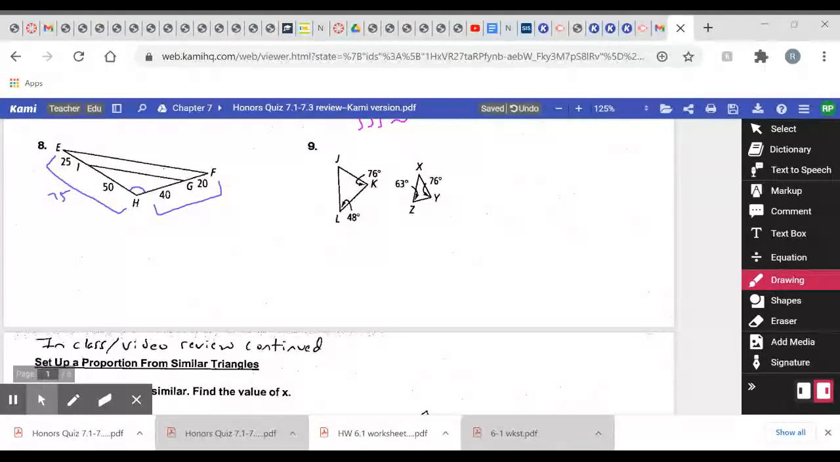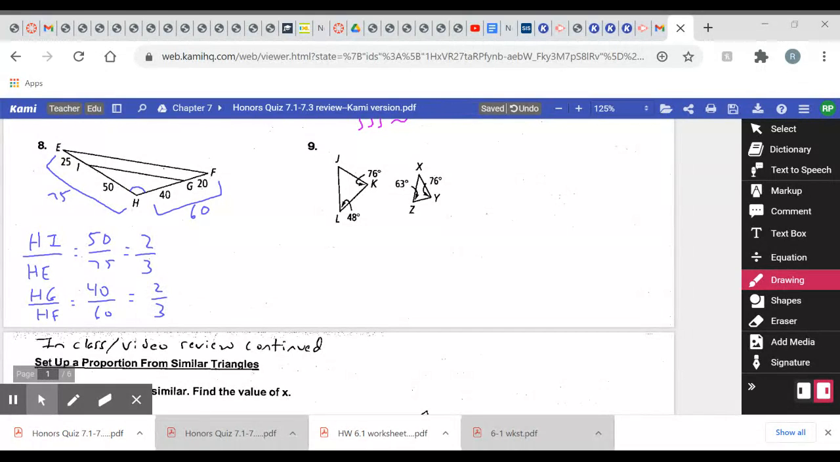I can see this length is 75. I could see this length is 60. So if I check my ratios, I've got HI for the small triangle over HE for the large triangle. And that gives me 50 over 75. And 25 divides evenly in both of those, so I end up with 2/3. If I check on the other side, I've got HG over HF. So that gives me 40 over 60. 20 goes evenly into both of those, so I end up with 2/3 also.